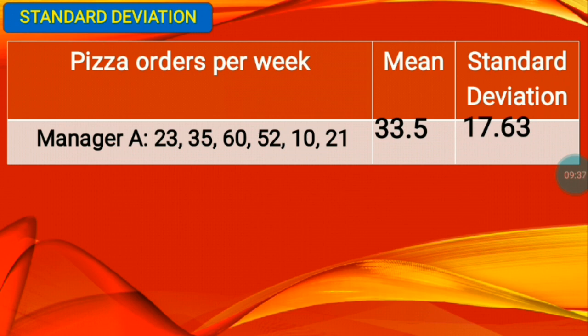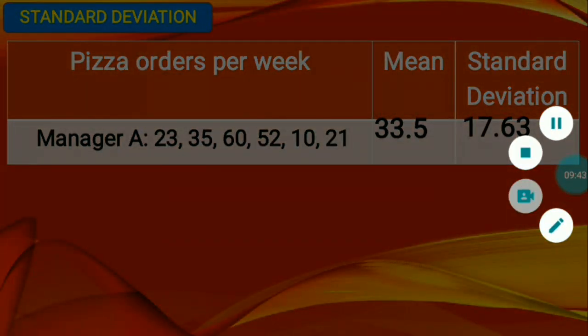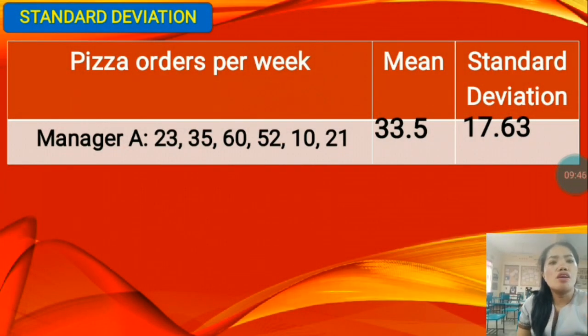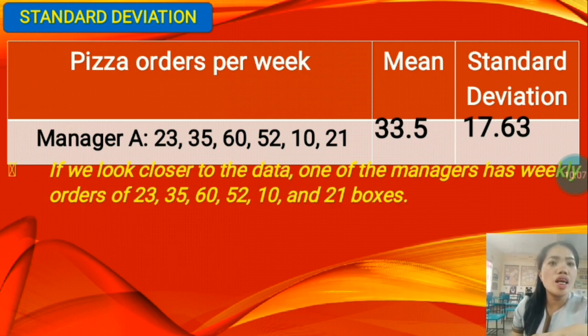So let's proceed. The pizza orders per week for manager A. Let's focus our attention on manager A. We have here the mean. For manager A, we have 23, 35, 60, 52, 10, and 21. Then the mean is 33.5. The standard deviation is 17.63. If you look closer at the data, one of the managers has weekly orders of 23, 35, 60, 52, 10, and 21 boxes.